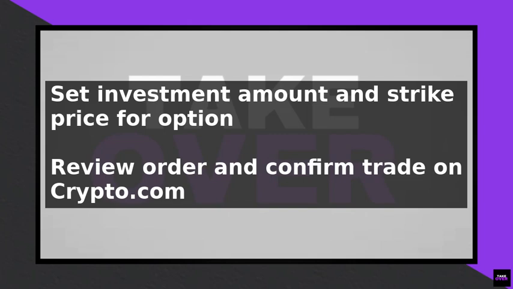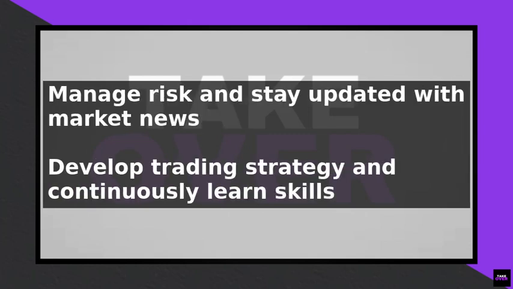If your prediction is correct, and the price moves in the direction you predicted, you can close the option and receive the payout. However, if the price moves against you, you will lose the premium you paid. It is essential to manage your risk by setting a budget and not investing more than you can afford to lose.